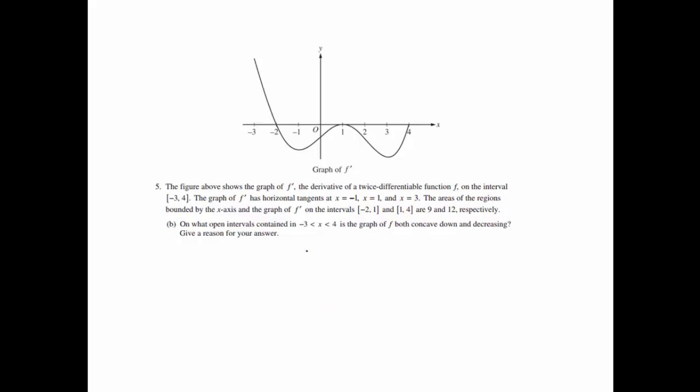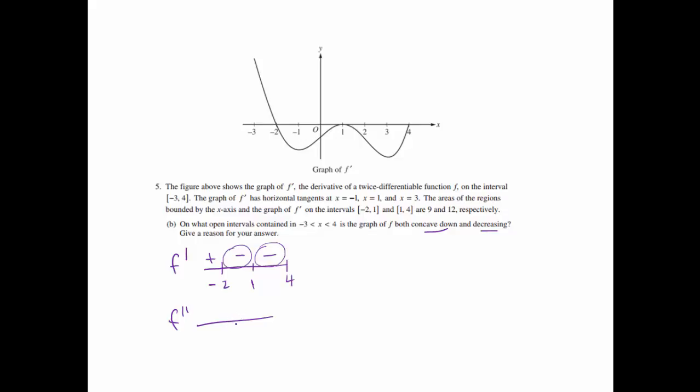On what open intervals contained in -3, 4 is the graph of f both concave down and decreasing? Give a reason. For decreasing, I want an f prime chart, and for concave down, I need an f double prime chart. Well, we already did the f prime chart. It had -2, 1, and it ended at 4. This was plus, minus, minus. So it could be in these spots because we're looking for decreasing.